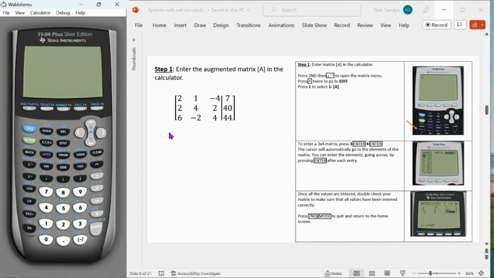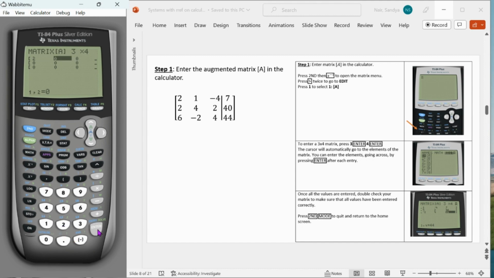So here are the steps. I'm going to use this same system, the one that had this augmented matrix, as my example. Remember, we're going to go to second and then x to the negative 1 to open our matrix menu. Arrow twice to the right to open the edit menu and then choose matrix A. Since we have an augmented matrix, this is going to be a 3 by 4 matrix. So we just do 3, enter, and then 4, enter. When we enter this in our calculator, it's not going to have that line there, but it's okay. The calculator will figure out that it's an augmented matrix once we tell it to do reduced row echelon. So we don't need to worry about that.